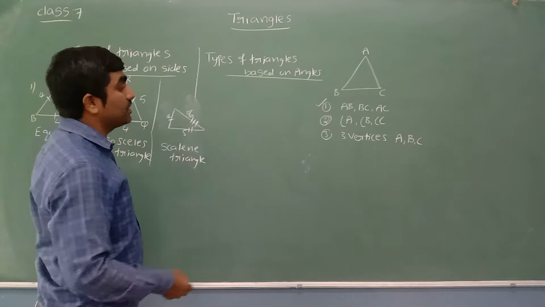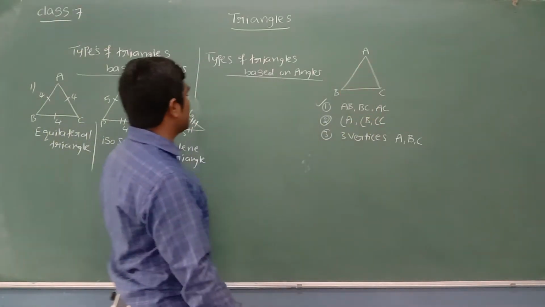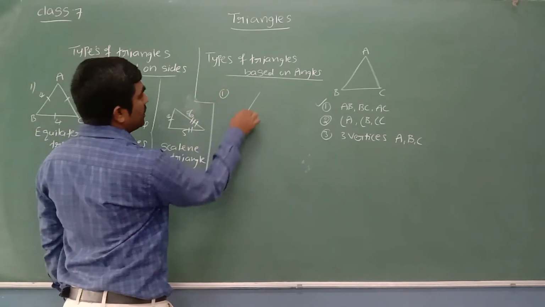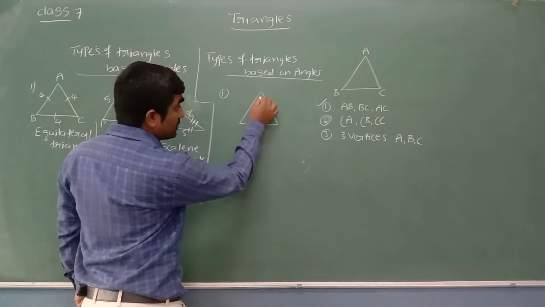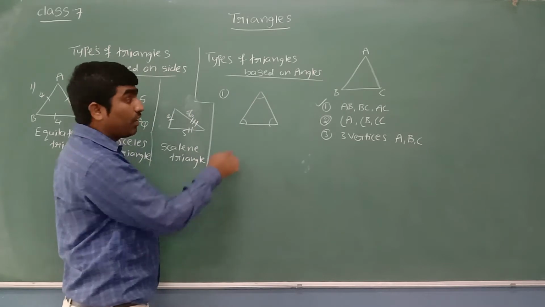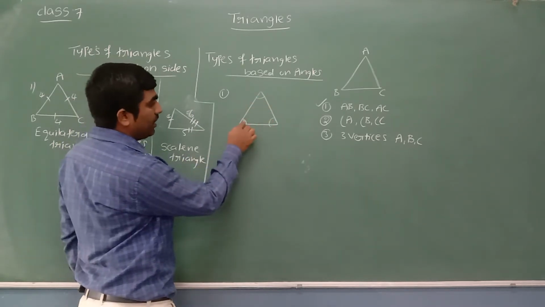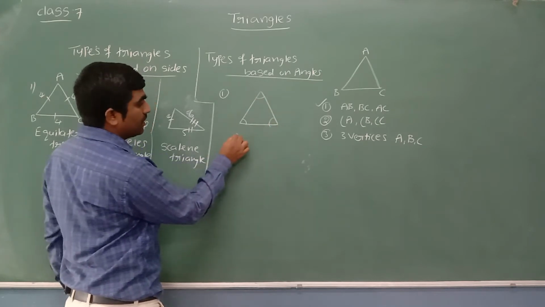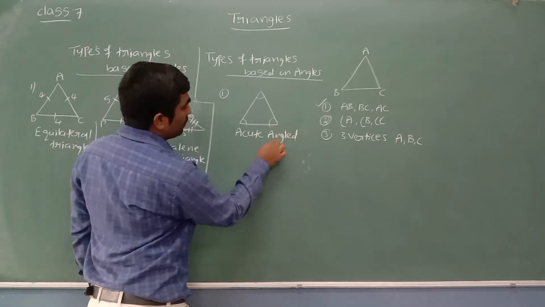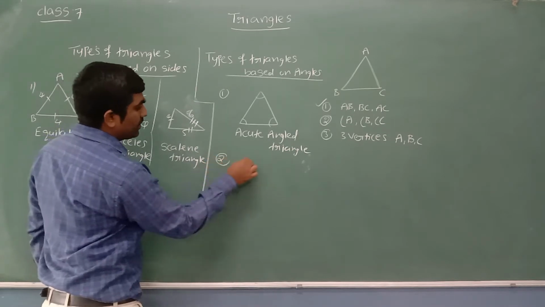Let's see types of triangles based on angles. I said it has three angles, A, B, C. So based on those angles, let's see the types of triangles. First case, let me draw a triangle. What can we say about these three angles? Sir, all the three angles are less than 90. Means acute angles. In a triangle, if all three angles are acute angles, it is called an acute angled triangle.